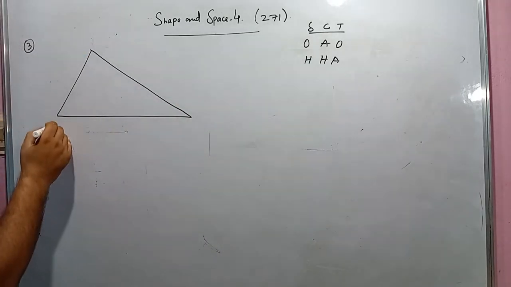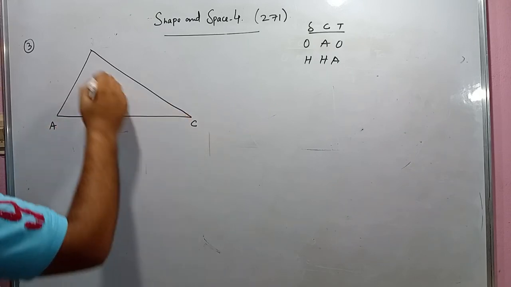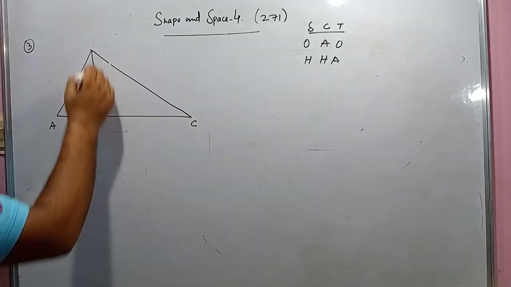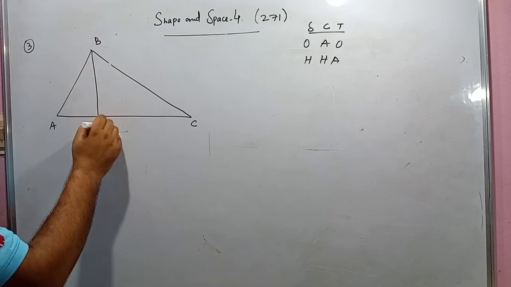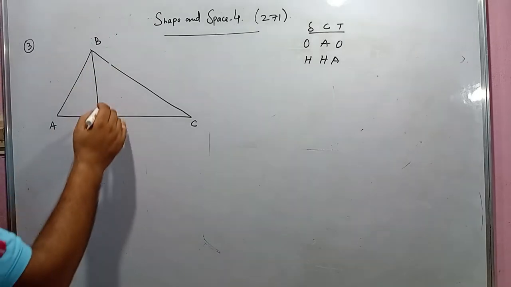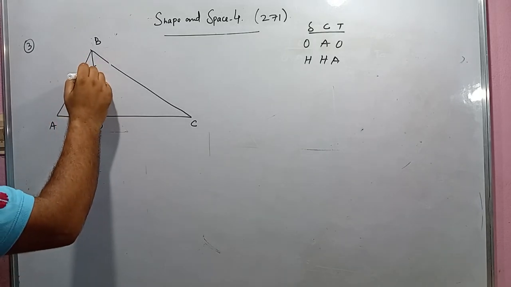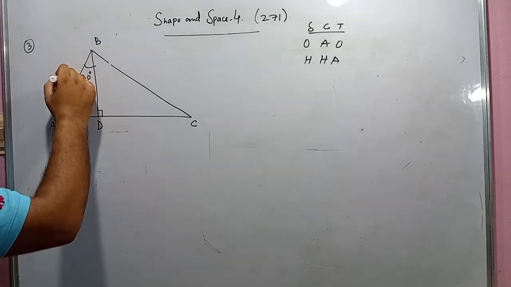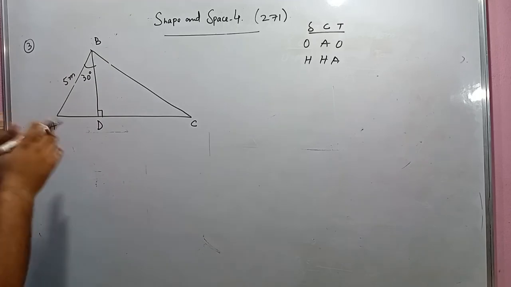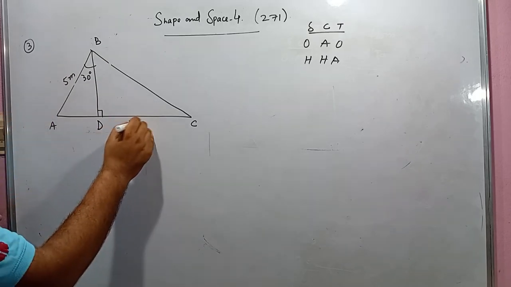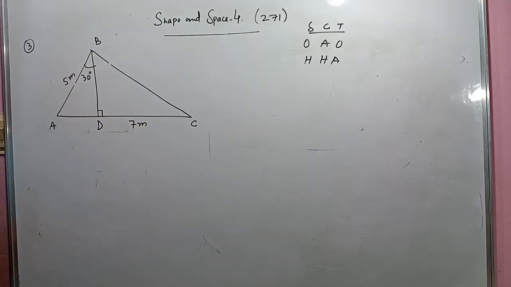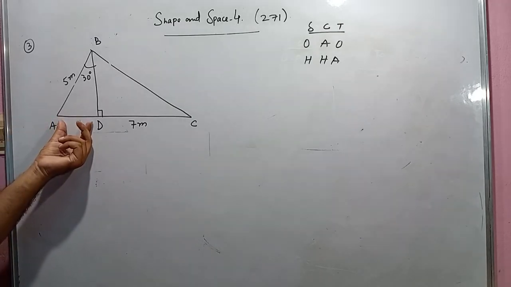It's AC. Here it is BD. Here it is a right angle. Here it is 30 degree. It is given. And here it is 5 meter. You can see the triangle. Here it is 7 meter. So we need to calculate first AD. Where is AD? This AD we need to calculate.